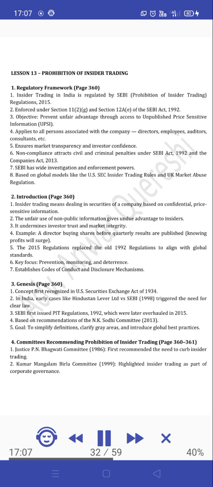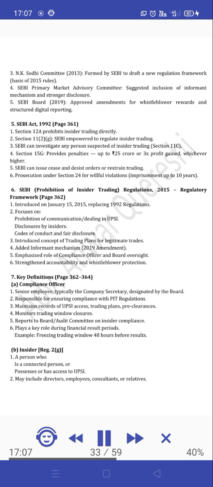4. Committees recommending prohibition of insider trading, page 360, 361-1. Justice P.N. Bhagwati Committee 1986: first recommended the need to curb insider trading. 2. Kumar Mangalam Birla Committee 1999: highlighted insider trading as part of corporate governance. 3. N.K. Sodhi Committee 2013: formed by SEBI to draft a new regulation framework, basis of 2015 rules. 4. SEBI Primary Market Advisory Committee: suggested inclusion of informant mechanism and stronger disclosure. 5. SEBI Board 2019.